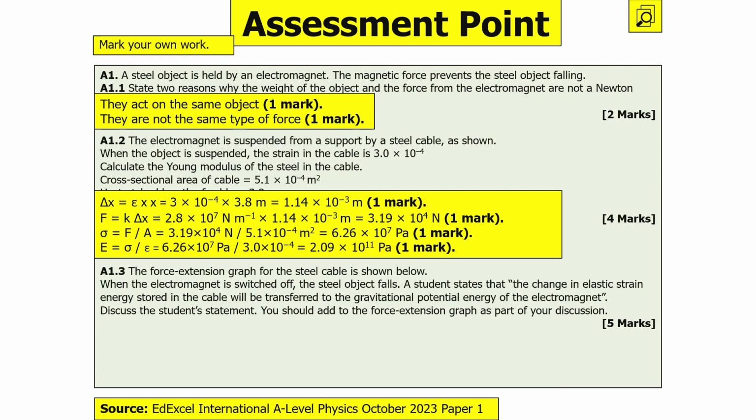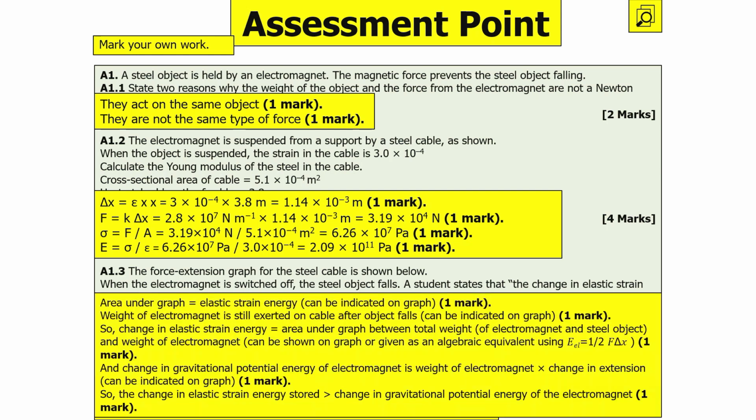We know stress is force over area. Again, we can work it all through to be 6.26 times 10 to the 7 pascals. So our Young modulus is the stress over the strain, so we get to 2.09 times 10 to the 11 pascals. Now the area under the graph will be the elastic strain energy.